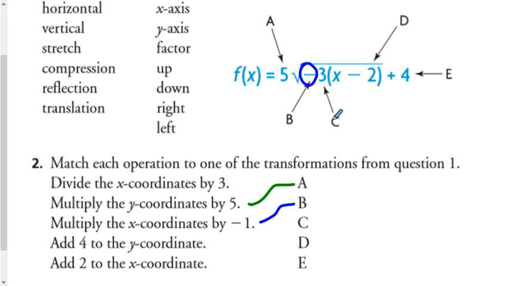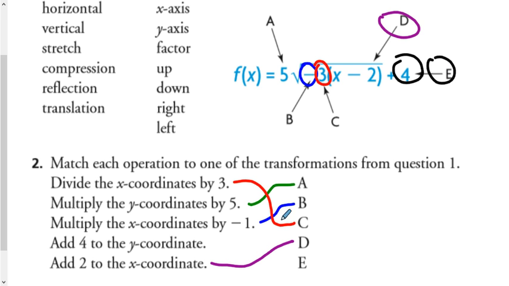C, it's pointing at that 3. We're going to divide our x coordinates by 3. D is that -2. We're going to add 2 to our x coordinates. And E, we're going to add 4 to our y coordinates. Okay, so that describes all of the different transformations that we've done in question 1.